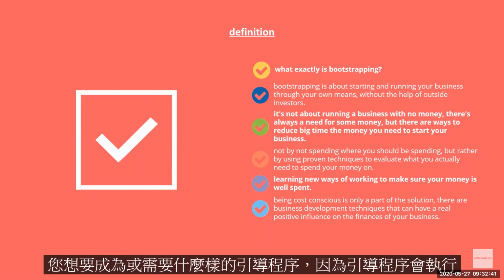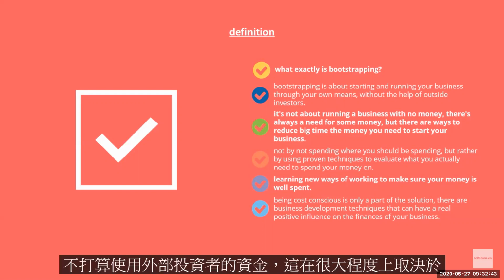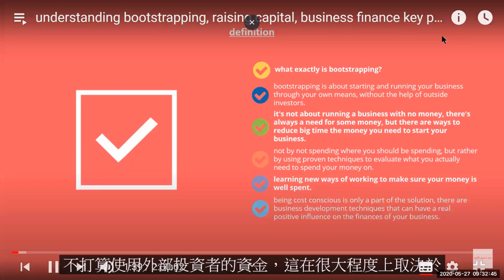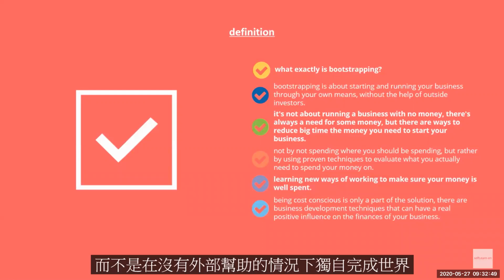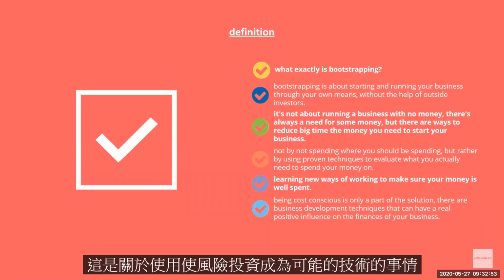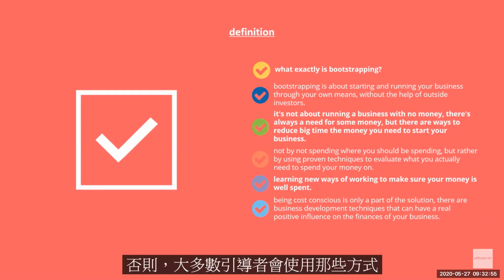Since a bootstrapper does not plan on using money from outside investors, it will largely depend on the money you have versus the money your company needs. Being a bootstrapper is not about doing it on your own with no outside help to prove something to the world. It's about using techniques that make possible a venture that would not have been possible otherwise.